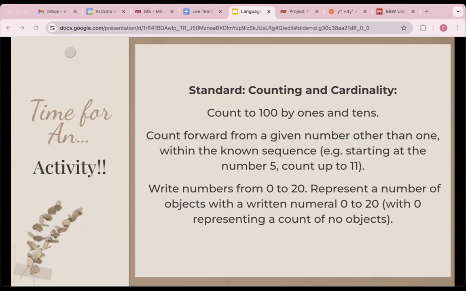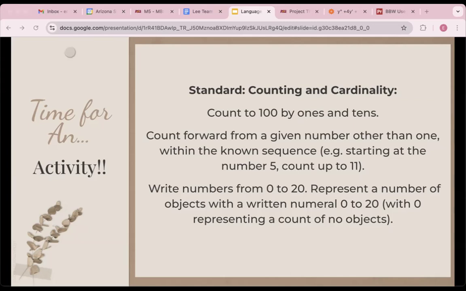Awesome. So when we look at our numbers, this is the number 1. What is this number? One. Can you say it in a whisper voice? One. Awesome. This is the number 2. What's the number? Two. What about this one? Three.